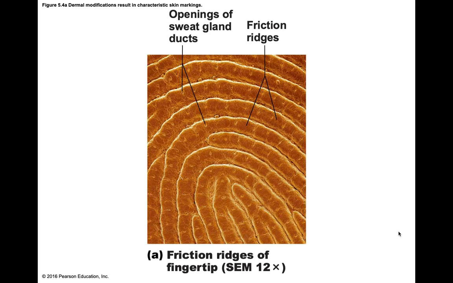Here's an example of what that looks like. These are your friction ridges making up a fingertip. You can see the fingerprint here, friction ridges, and then as well as all these little tiny sweat glands present. And when you think about, oh, you're nervous, you're on a first date, you want to know if you're going to hold hands or not, oh my gosh, what's going to happen?